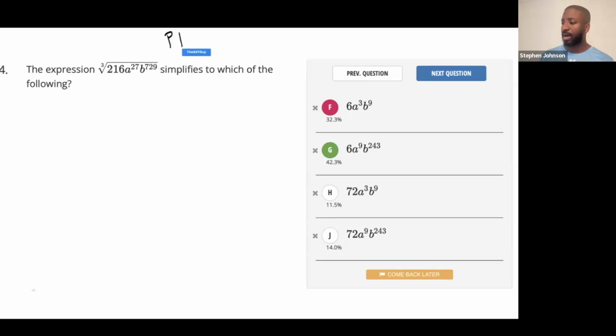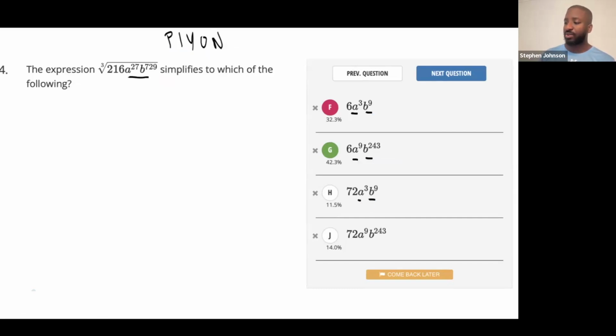PIYON, for plug in your own number. I like this strategy. It's not really necessary for this question, but it could be very valuable in future questions. The way that you know that you can use the strategy is whenever you see variables in the answer choices, or a single variable in the answer choices, and in the question.